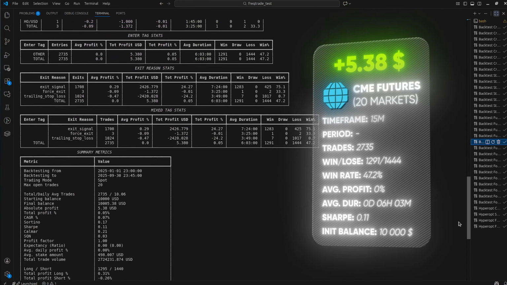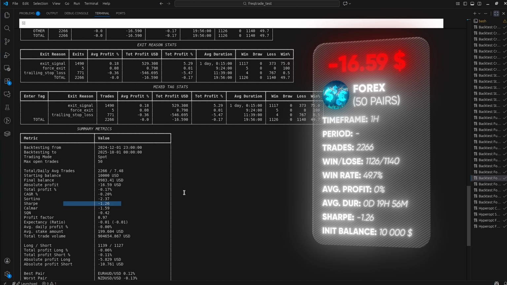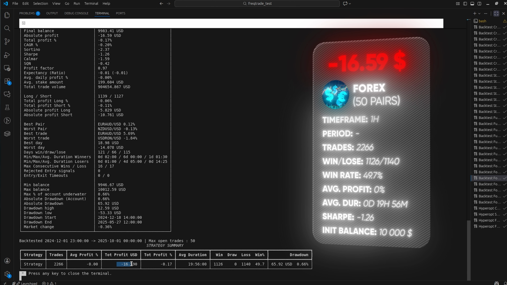And finally let's get to the results of Forex market, starting with 1 day time frame. Here are best and worst pairs, some stats and metrics, and we're starting with a negative Sharpe, nearly minus 2, and we've lost $161. Now 4 hours, once again negative Sharpe, minus 0.51, and we lost nearly $20. 1 hour time frame, Sharpe is negative minus 1.26, and we lost $16.